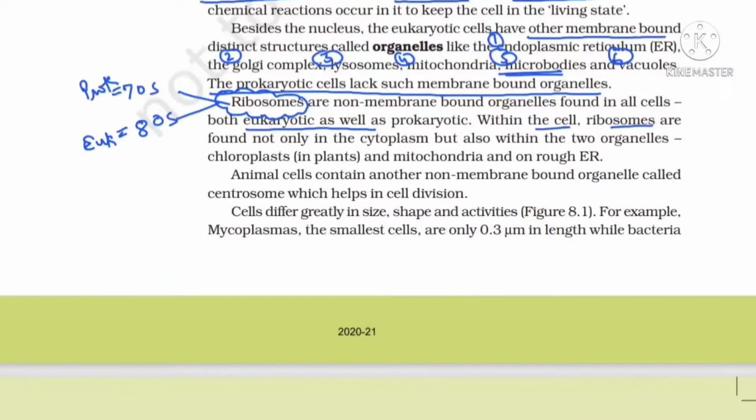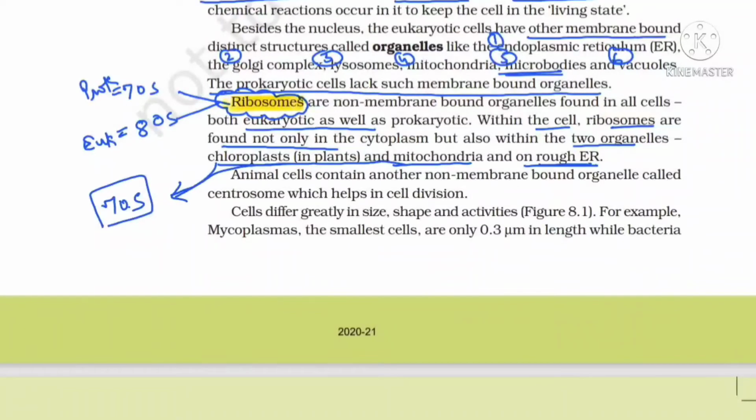Within the cell, ribosomes are found not only in the cytoplasm, they are present in two organelles, chloroplast and mitochondria, as well as on rough ER. In mitochondria and chloroplast, the ribosome is of 70S. So this much is clear. The one cell organelle which is membraneless is the ribosome, and we have studied where they are present.